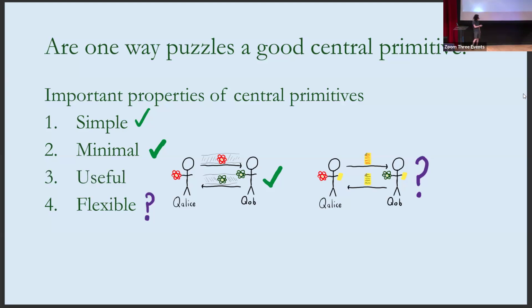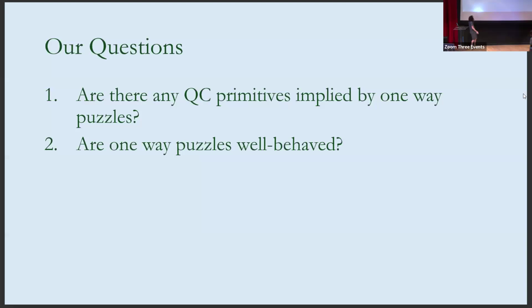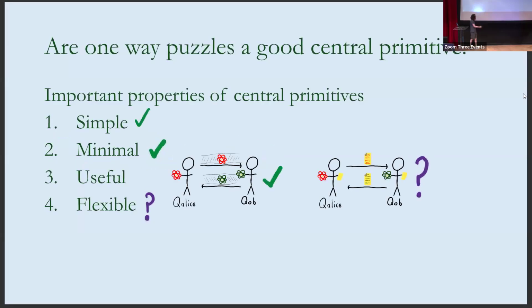Okay, so what are our major questions then? Are there any QC primitives implied by one-way puzzles? And are one-way puzzles well-behaved or flexible? And what do we show? In regards to the question of usefulness, our answer is going to be kind of. And I'll go into a little bit more detail about what I mean later. But in terms of flexibility, we get a strong yes. One-way puzzles are about as well-behaved as one-way functions, which is very nice.